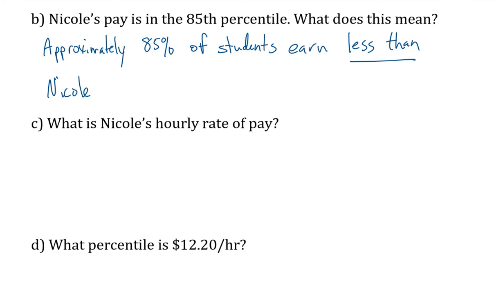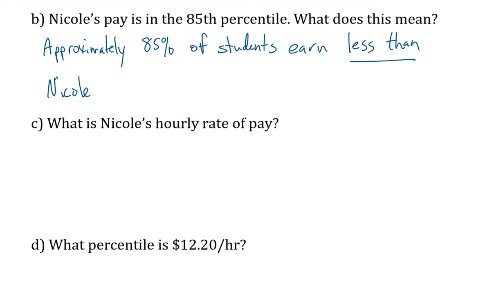Right? So 85th percentile means she's above 85%. She isn't at 85%. She's above 85% of people. It's a bit of a strange thing. It's a little bit unintuitive, but that's what that means.